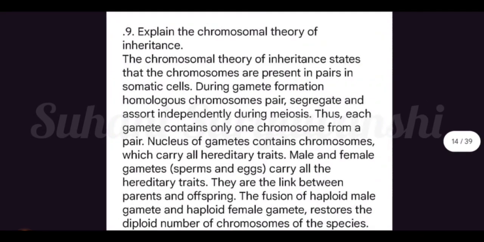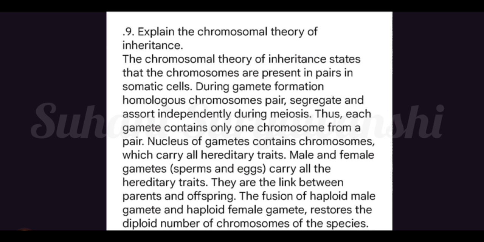Explain the chromosomal theory of inheritance. The chromosomal theory of inheritance states that the chromosomes are present in pairs in somatic cells. During gamete formation, homologous chromosomes pair, segregate and assort independently during meiosis. Thus, each gamete contains only one chromosome from a pair.